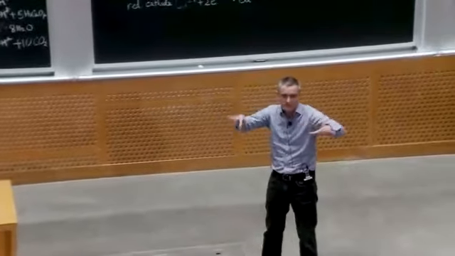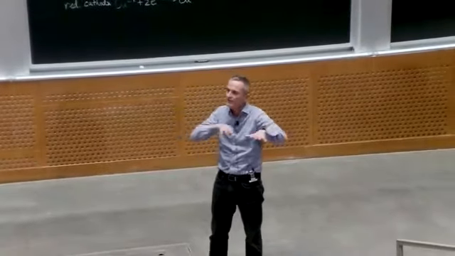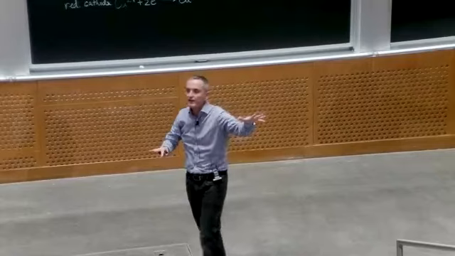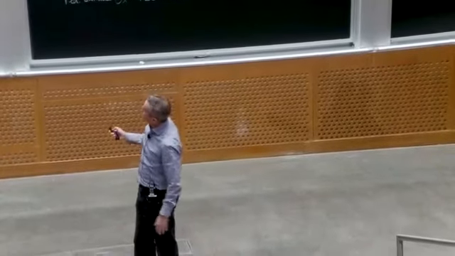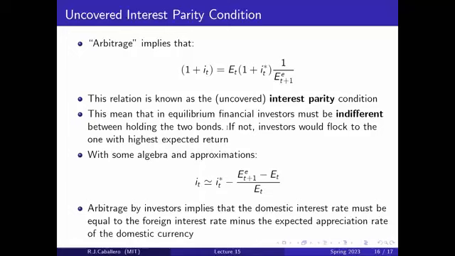This just tells you that in equilibrium you have to be indifferent between investing in one bond or the other. If you do a little algebra here, of the kind that we have done in the past, like 1 plus i is approximately equal to 1.